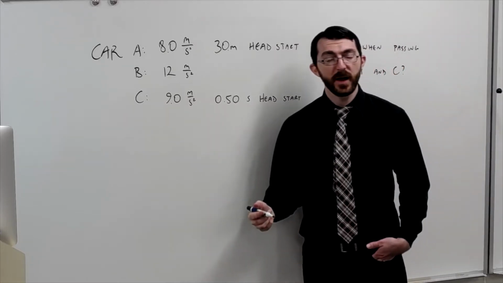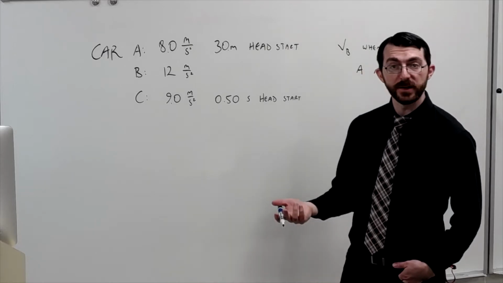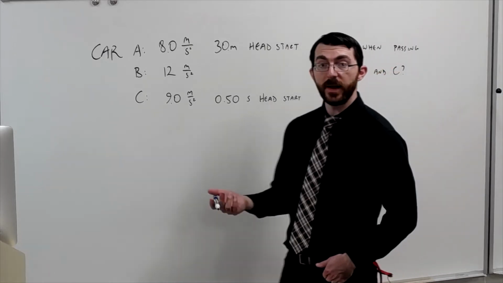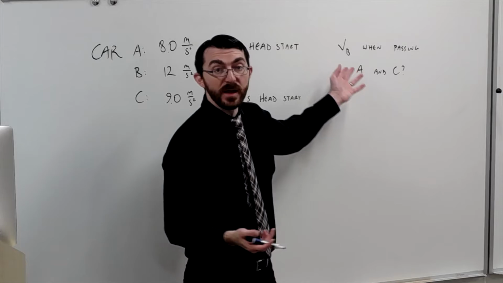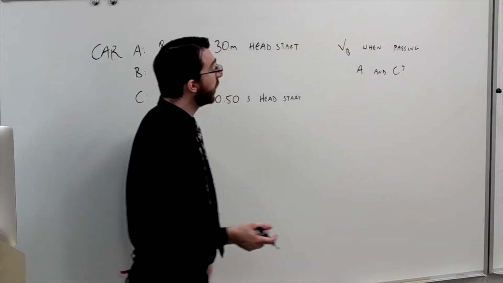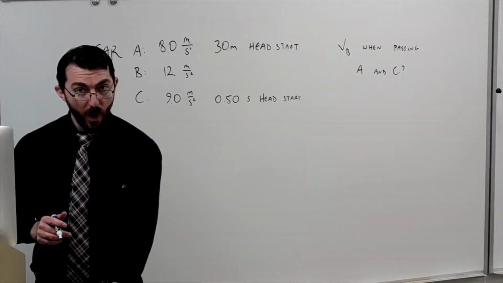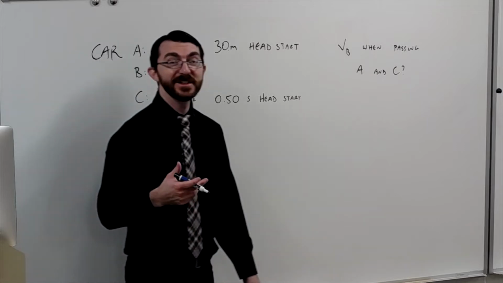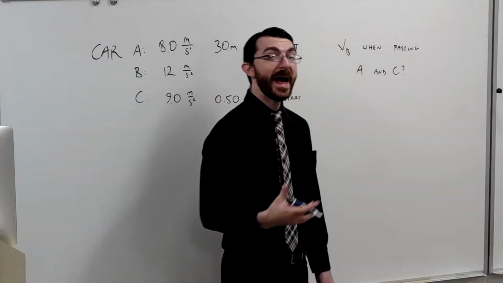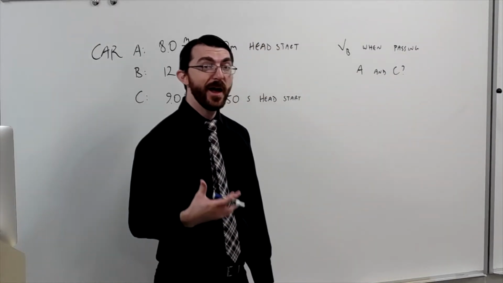Now, last time I asked who won this race. Now we're just going to take it for granted that car B won this race, and instead we're going to be asking what was its velocity when it passed cars A and C.